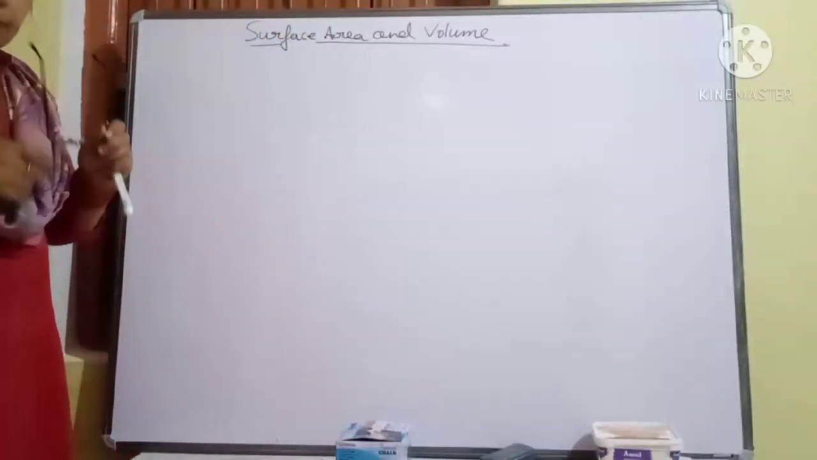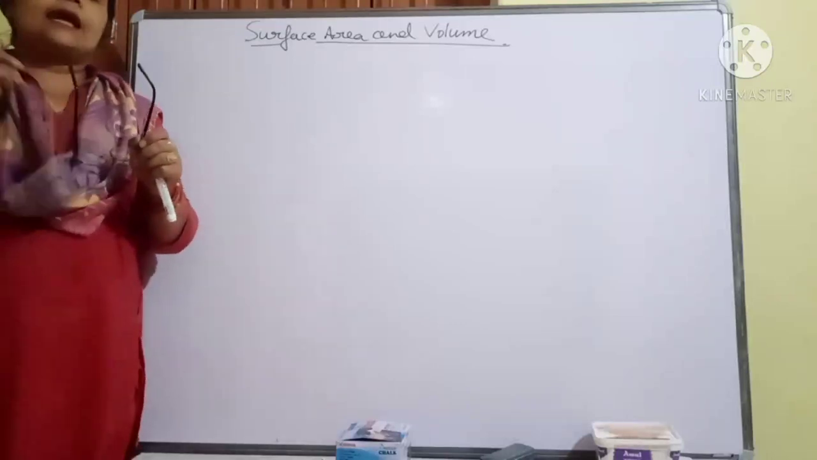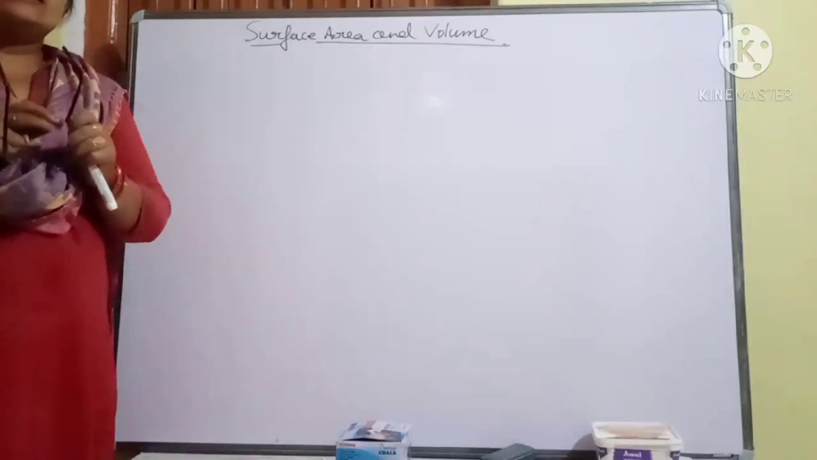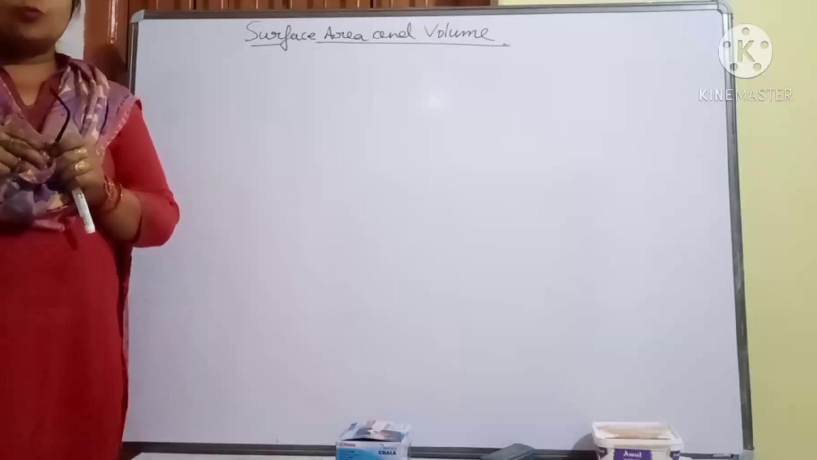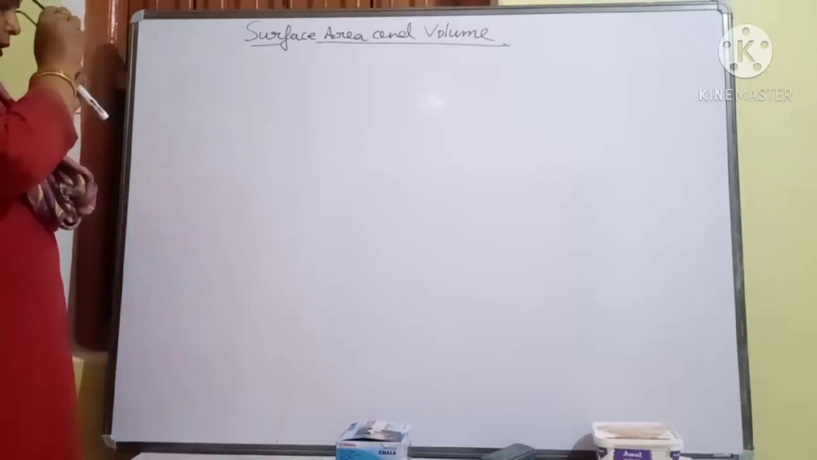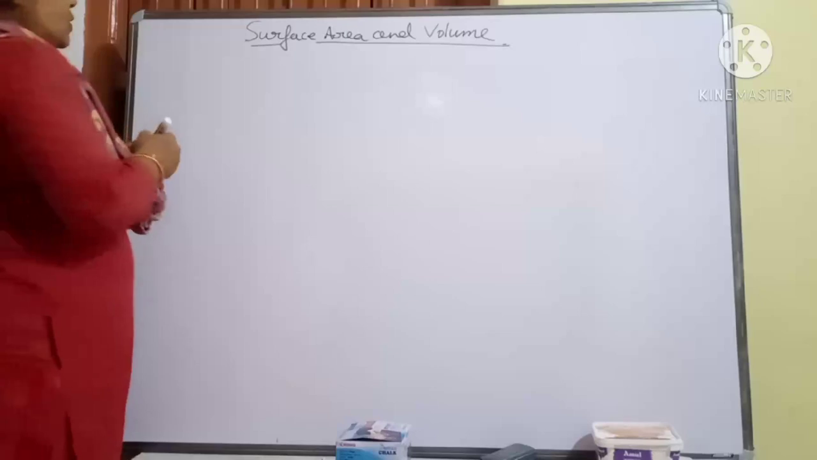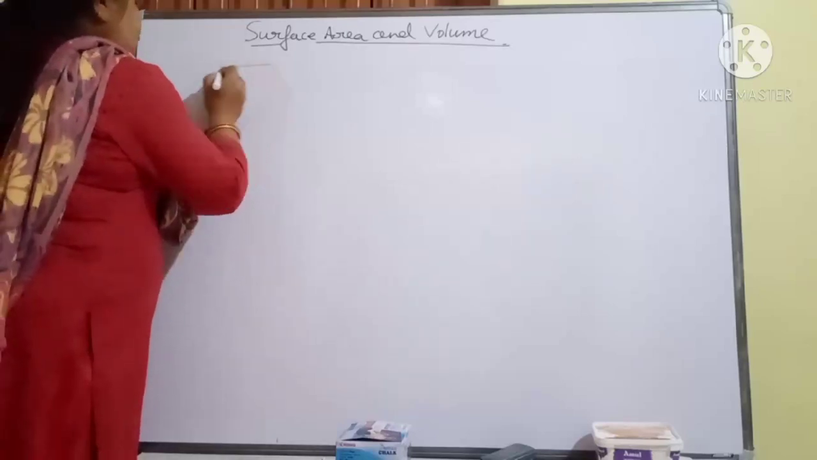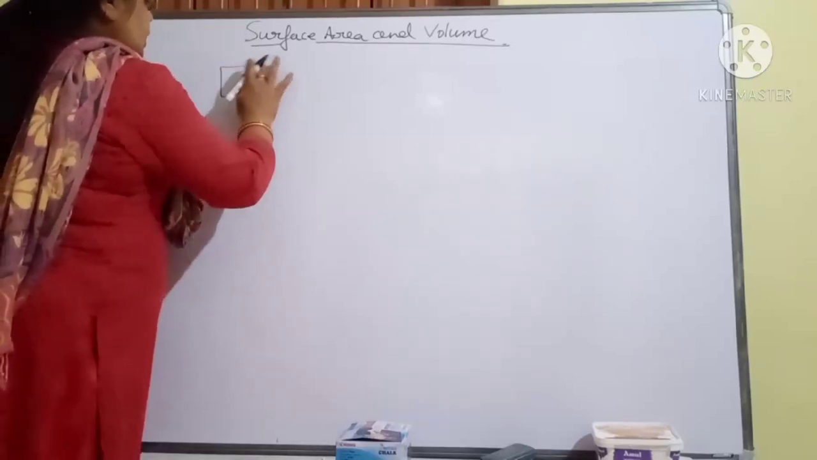Everybody of you has played snakes and ladders. At that time, everybody of you has seen the cube. Okay. So see, beta, in a cube all the faces are of square shape. Every face is of square shape. Okay.